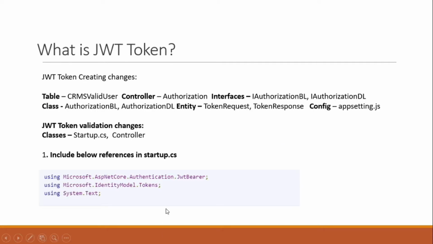So for the creation of a token, we worked in these files: the CRM valid user, for which we created a new table; we used the authorization controller; we created two new interfaces, two new classes, and two new entities, request and response; and we also put the configuration in appsetting.json. For the validation purpose, we need to work on the controller part and the startup.cs. Startup.cs is basically used for configuring the middleware.